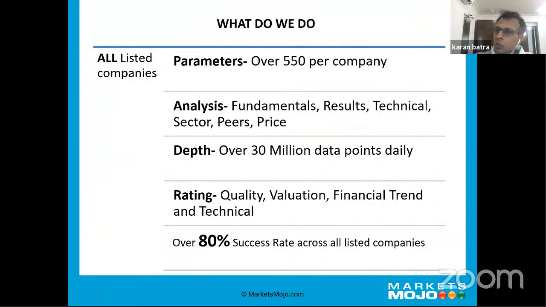So now let me take you through a stock, and I will show you how to read these, how our analysis is calculated, what goes behind the calculation of these analyses, and how you can make the most of it.